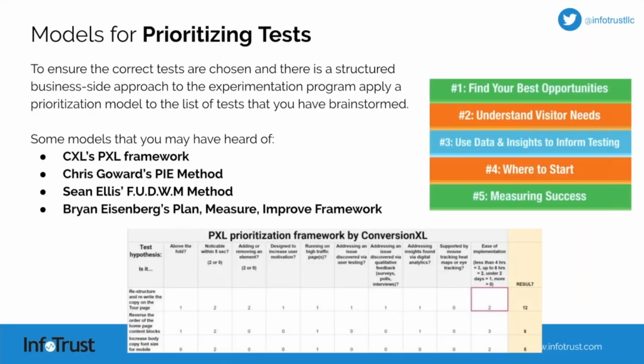So once you've taken the time to go through your data and decide what tests you want to run, you need to apply some type of model to prioritize your tests. There's a number of models that are available or used for prioritizing your tests. Some of the models that you may have heard of or could research are CXL's PXL framework and the P.I.E method. There's a number of other methods available if you want to get more advanced in the way you choose or prioritize those tests. That's up to you.